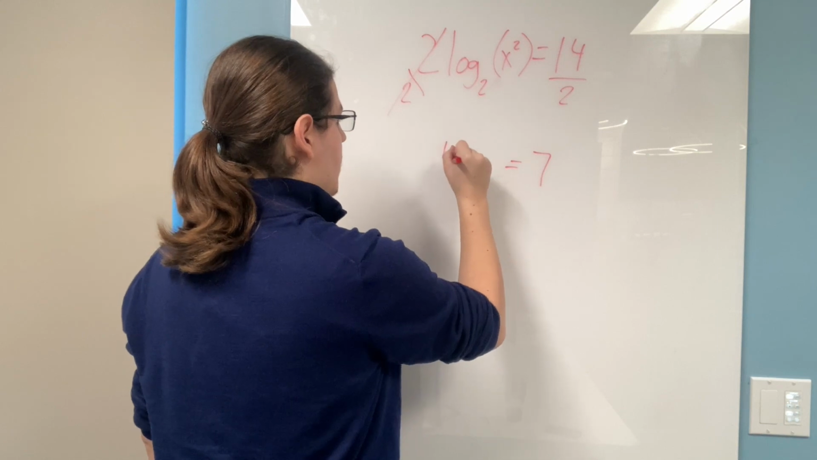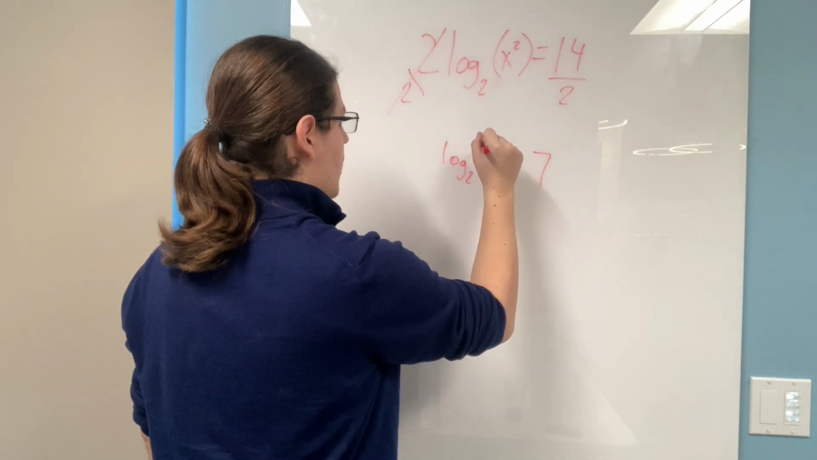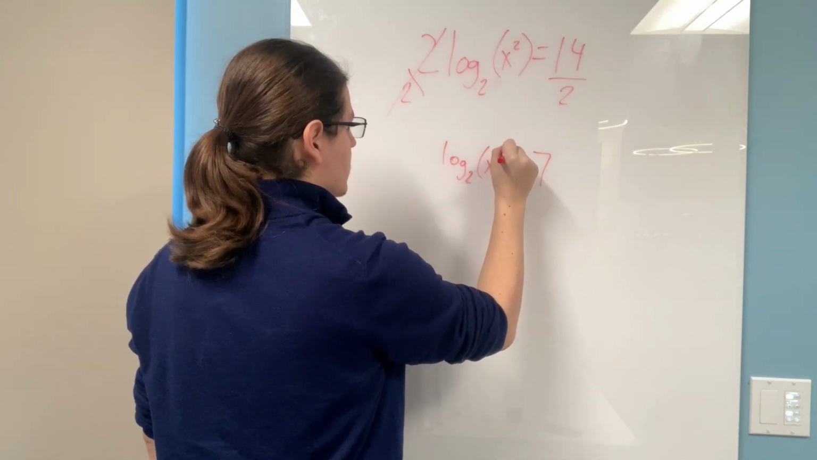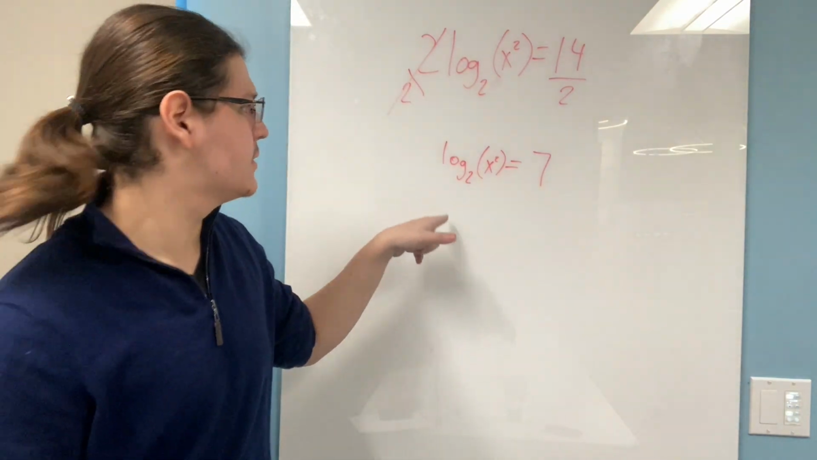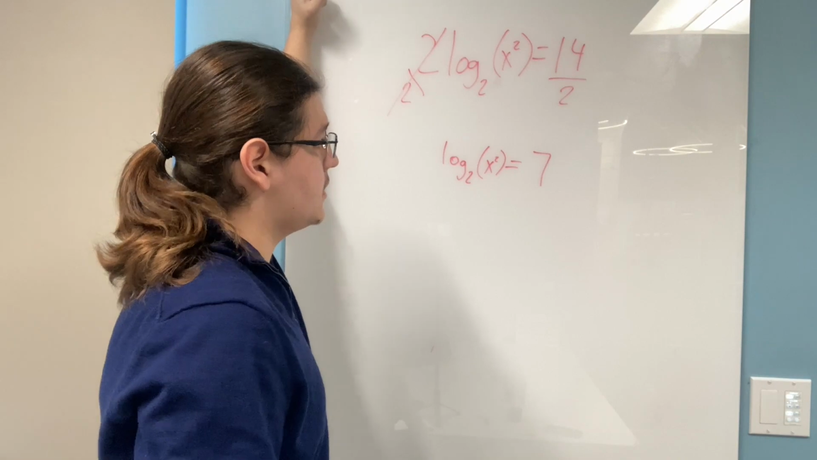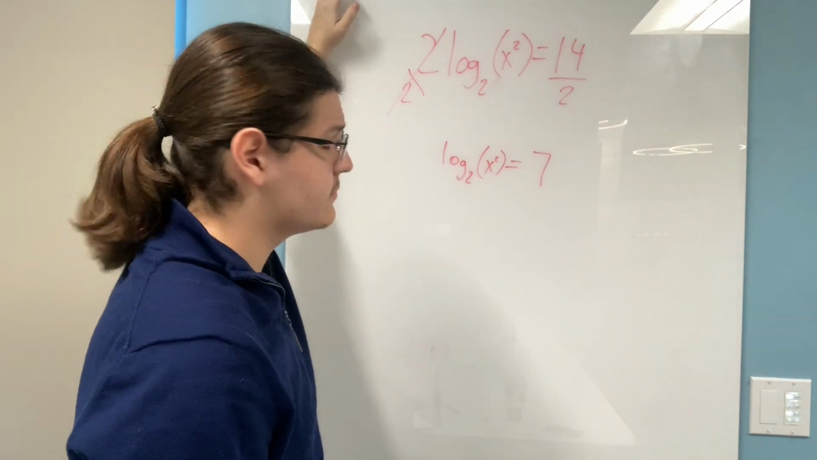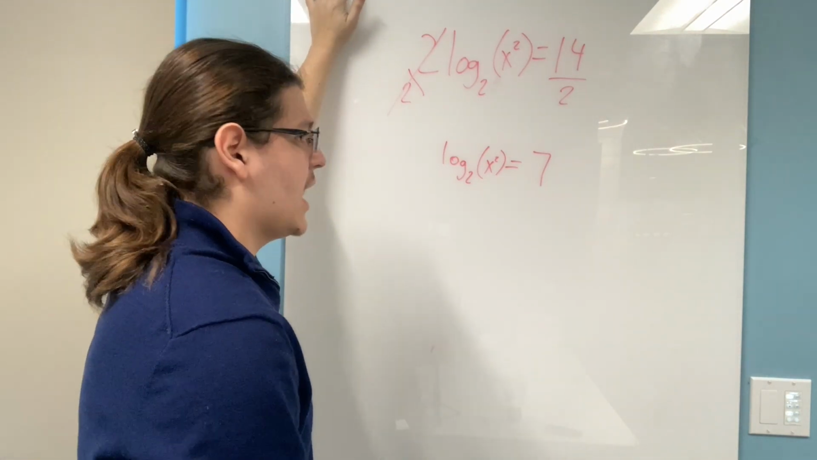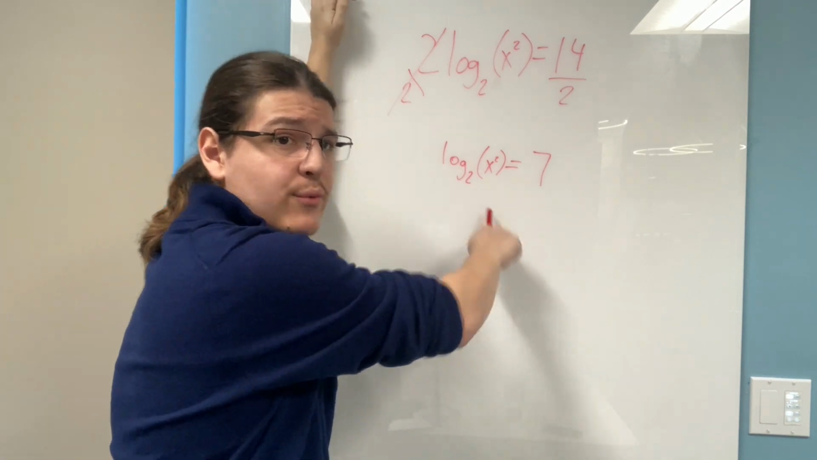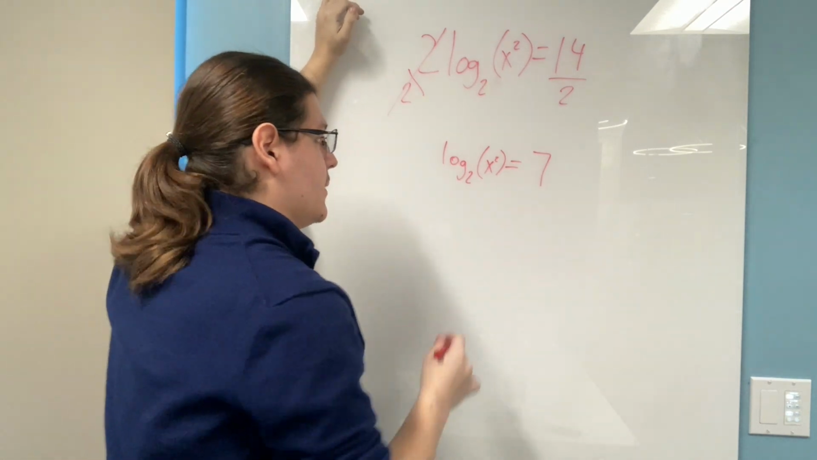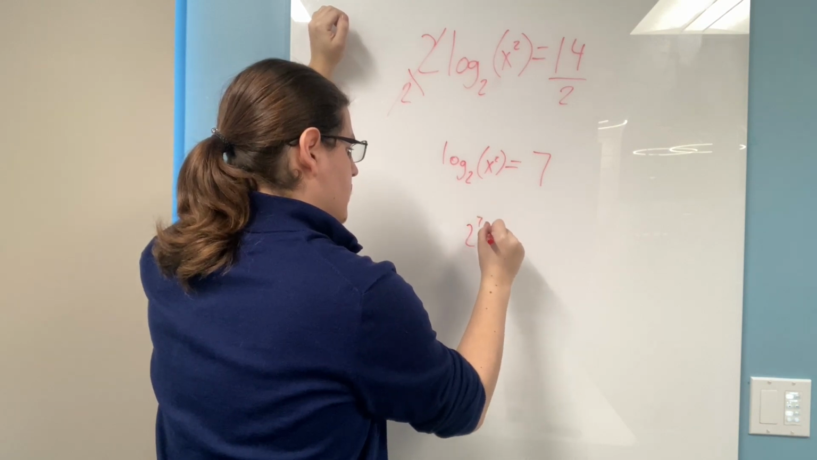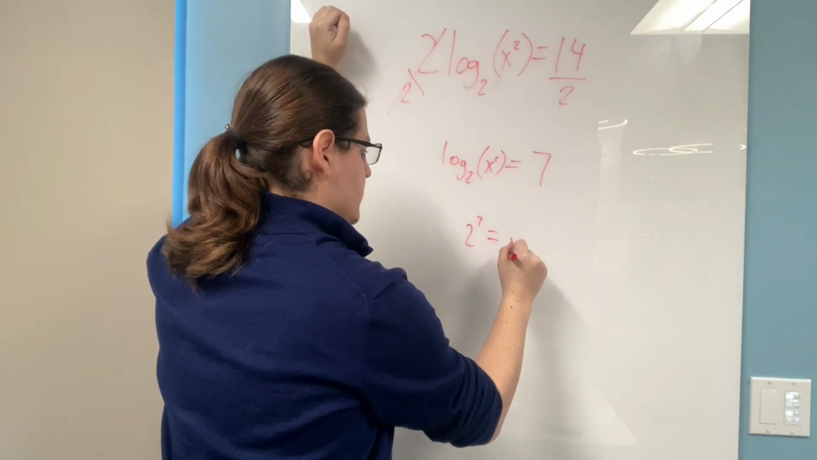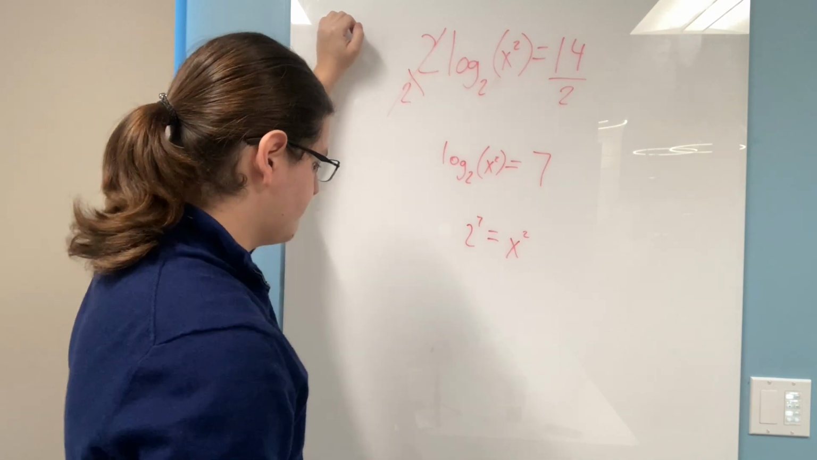Is equal to log base 2 of x squared. Y'all see that? Is it too small? Yeah, you can see it. Well, now what? Let's have a look here. I think what's best is to rewrite this and see what's going on. 2 to the 7th power is equal to x squared.